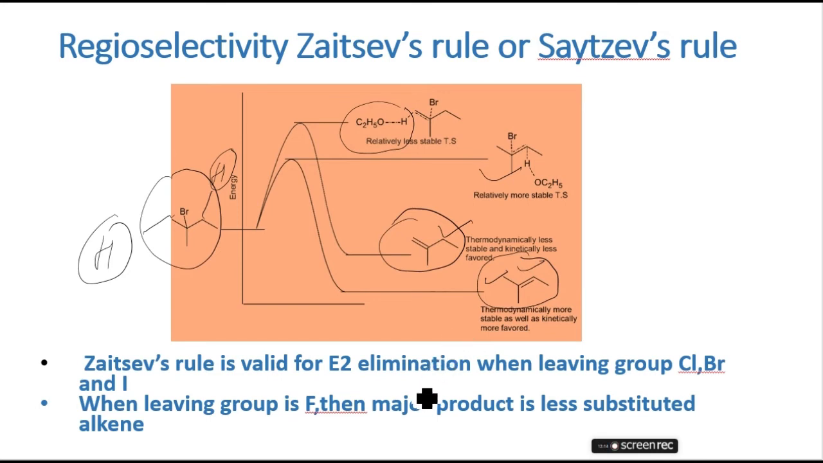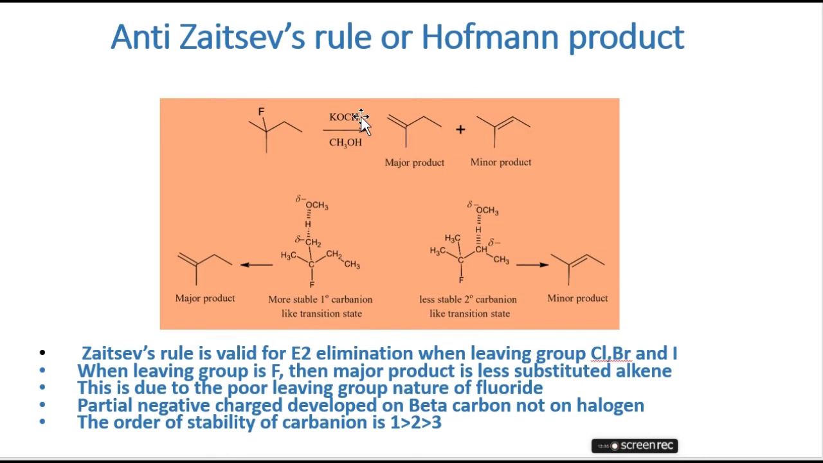There are exceptional cases when this rule does not follow, when the leaving group is fluorine. So instead of bromo, if there is a fluorine leaving group, then this rule does not follow. When the leaving group is chloro or bromo, this rule will be followed. Now we will see the case of when this rule will not follow. So in such a situation, what will be the product?